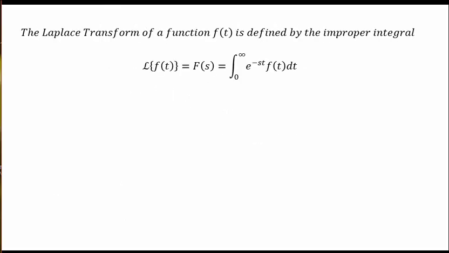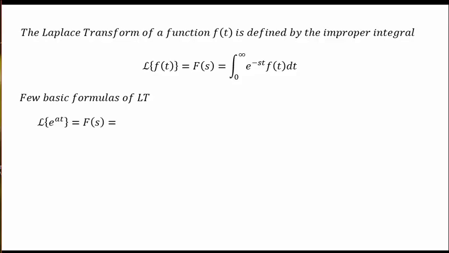Let us look at some basic definitions, and here we start with the Laplace transform of a function f(t), which is defined as an improper integral from 0 to infinity of e to the minus st times f(t) dt. And since the limit goes on t, the result will come out as a function of s. That's why we write it as uppercase F(s).